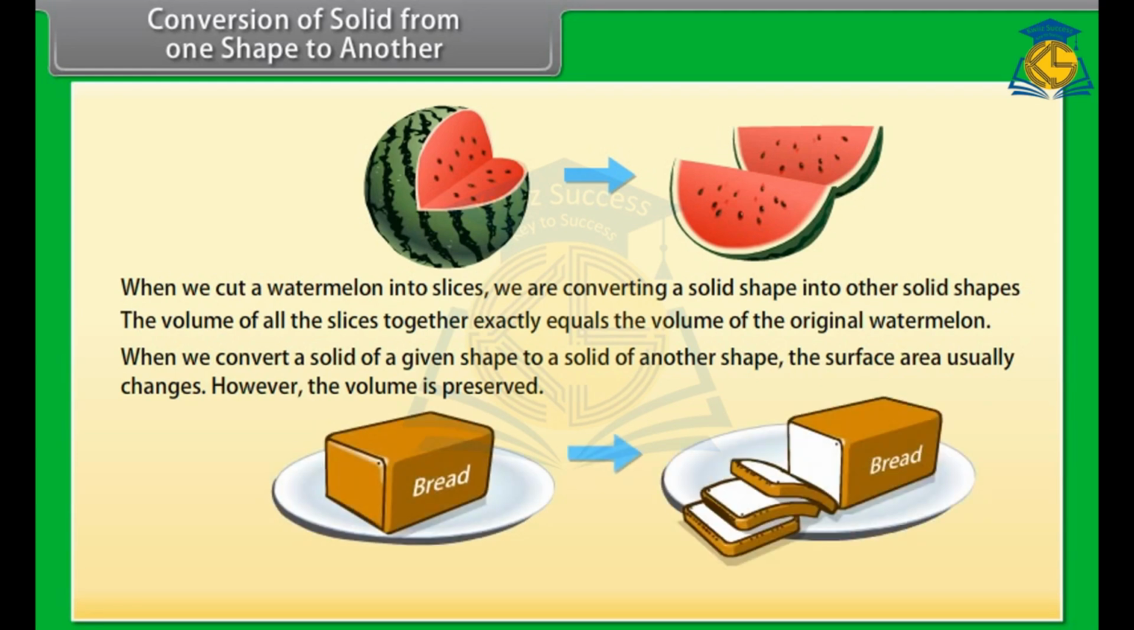Similarly, in case of cutting bread into slices, we convert a solid shape into other solid shape. The volume of all the slices together exactly equals the volume of the original object.